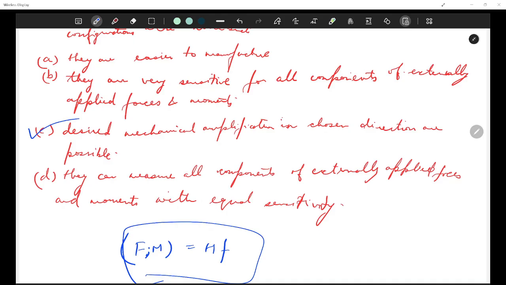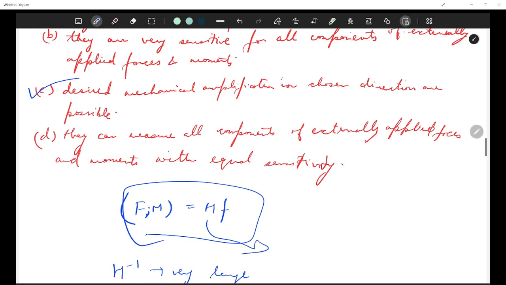Near singularity, one eigenvalue of H becomes small. The corresponding direction gets amplified. That direction becomes highly sensitive. Designers can choose which force moment direction to amplify. For example, amplify MZ if torque sensing is important. So singularity gives directional amplification and tunable sensitivity. That is exactly what we want.